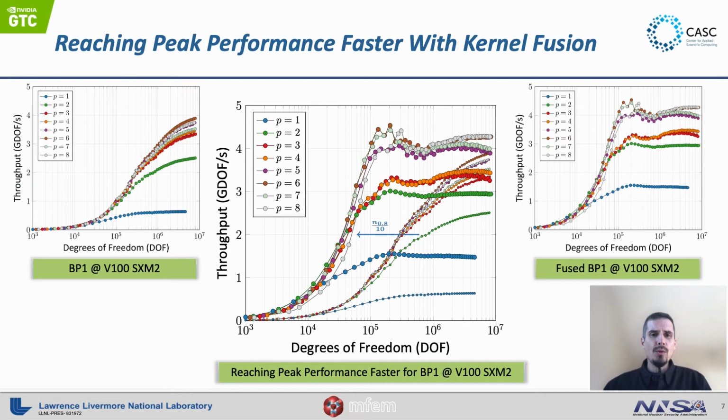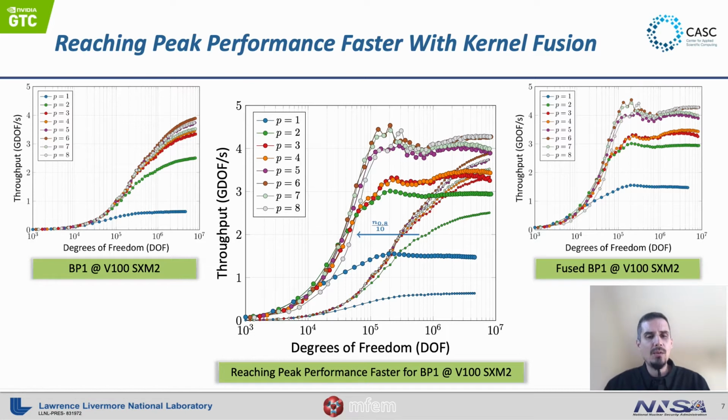So what can kernel fusion bring in terms of performance? On the left here are the best results for the SEED benchmark BP1 with MFEM after several years of optimizations. On the x-axis, you can find the number of degrees of freedom from 1,000 up to 10 million per GPU, and on the y-axis, the throughput measured in gigaDOFs per second for different orders. This is on one NVIDIA V100 on the Lassen machine at LLNL.